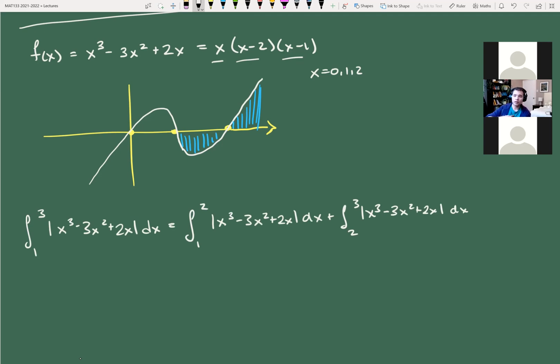Based off of this graph, I know that on this interval, the function is negative, which means you would drop the absolute values and put minus signs in front of everything. And on this interval, it's positive. Now, if you couldn't do that just by looking at it, because let's say you couldn't graph it, you could create a chart.